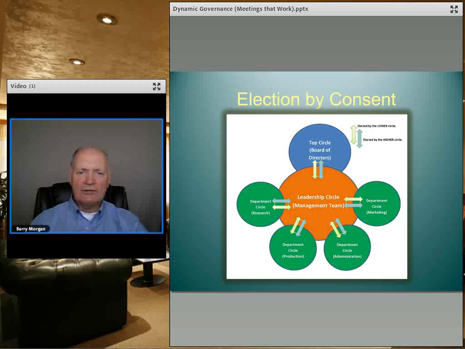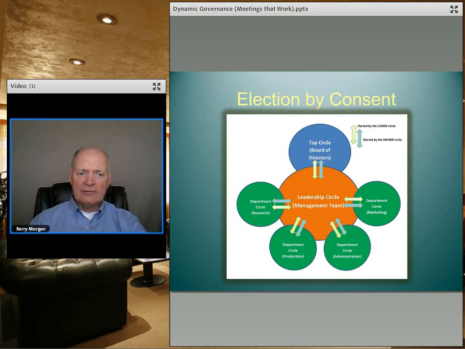Now, the final concept of dynamic governance is this concept of election by consent. We've just discussed how decisions are made by consent, and one of the decisions that will be made is the election of the individuals who are going to represent the circle in the next higher circle or in the circle below. So in the case of the board of directors, there must be consent that the CEO or COO or general manager who's going to lead the leadership circle be elected by the board. Everybody on the board must consent to that decision.